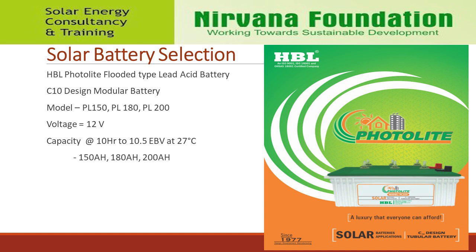Solar battery selection. HBL flooded type lead acid battery. C10 design modular battery. Model PL150, PL180, PL200. Voltage equals 12 volts. Capacity at 10 hour rate to 10.5 EBV at 27 degrees Celsius: 150 Ah, 180 Ah, 200 Ah.